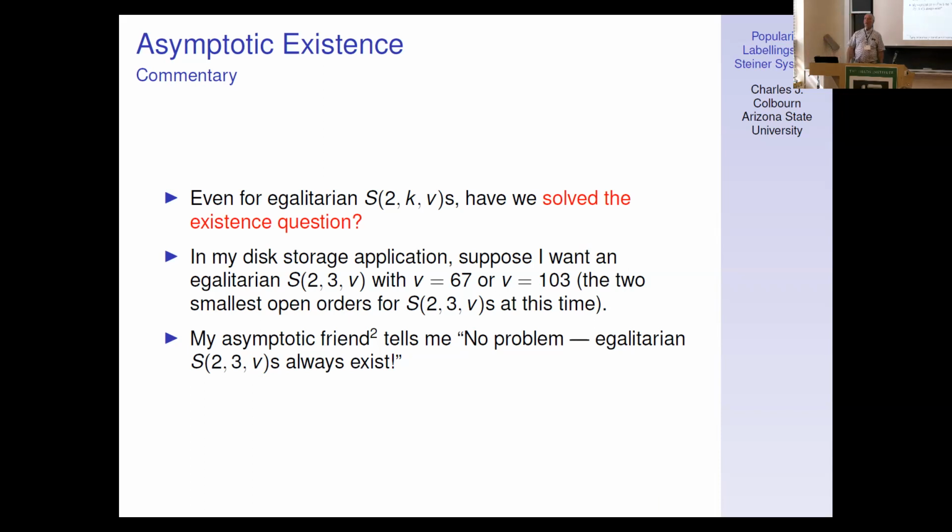Well, 67 turns out to be the first open order right now, where we don't know an egalitarian system. 103 is the next one. We know almost all the small orders, but those two were missing. So I go and ask my asymptotic friend, and my asymptotic friend looks at me and says, no problem, these all exist. Egalitarian Steiner triple systems exist.